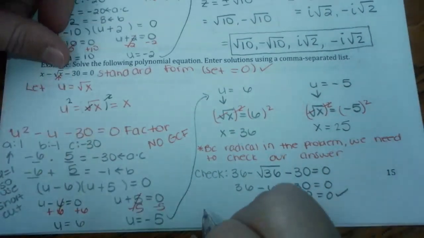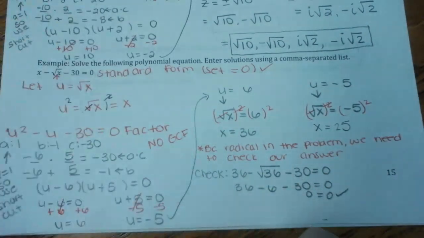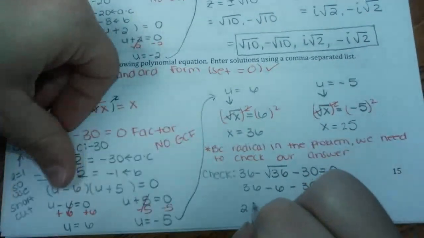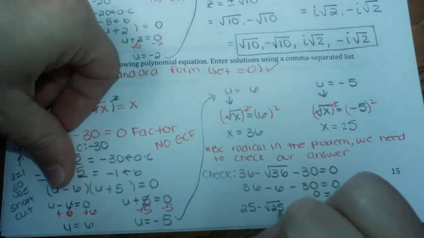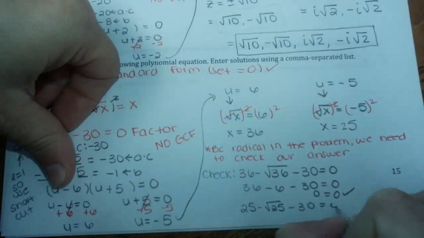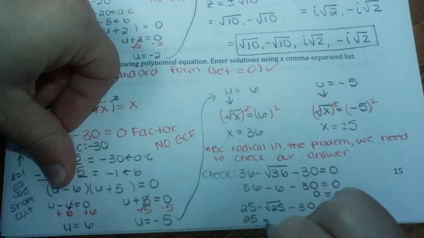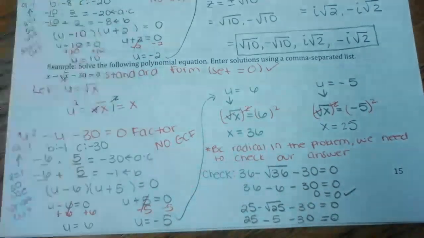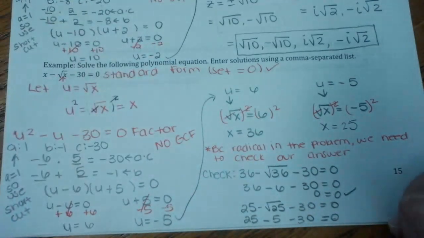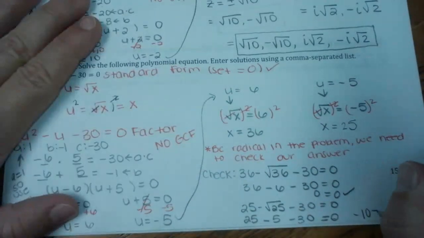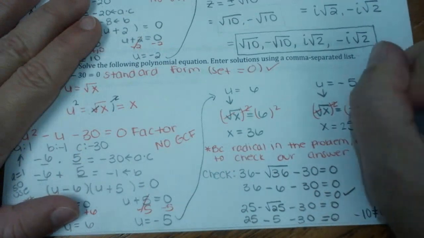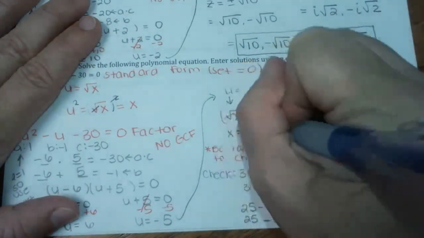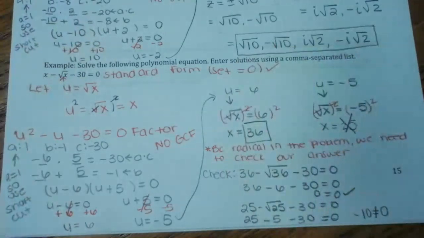Likewise, let's check 25. So 25 minus the square root of 25 minus 30 equals 0. So 25 minus 5 minus 30 will give me negative 10. Negative 10 does not equal 0. So 25 does not work. 36 is the only one that works. That is our only answer.